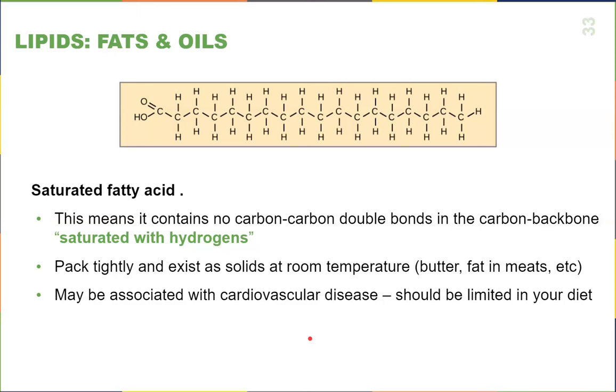Typically, when we're talking about food, saturated fatty acids are solid at room temperature because they can pack in so tightly. That's butter, lard or fats in meats, things like coconut oil, cheese, even cream. Those are things that are solid at room temperature. These things are also associated with cardiovascular disease. Your doctor has probably told you, or somebody has told you, to limit saturated fatty acids in your diet because they are not that great for you. Of course, a little bit is okay, but not a lot.